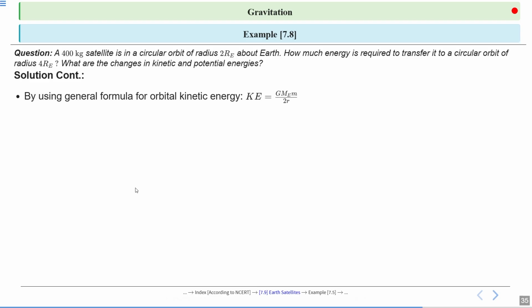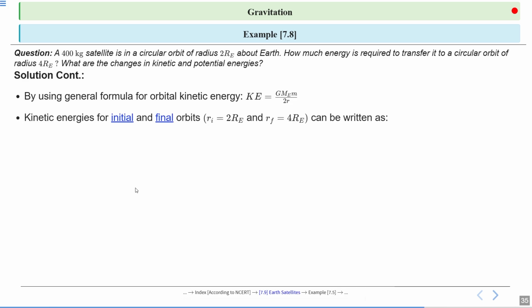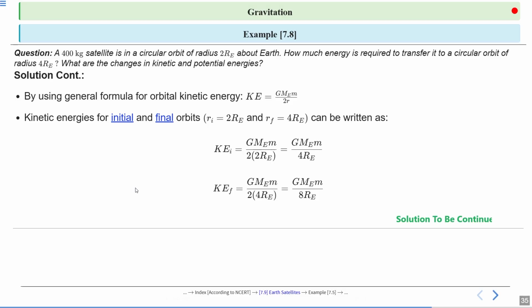Using the general formula for orbital kinetic energy, K = GMₑm/2r. For the initial and final orbits, Rᵢ = 2Rₑ and R_f = 4Rₑ. Initial kinetic energy can be written as K = GMₑm/(2 × 2Rₑ) = GMₑm/4Rₑ. So the final kinetic energy is GMₑm/(2 × 4Rₑ). Solving this, you get GMₑm/8Rₑ.